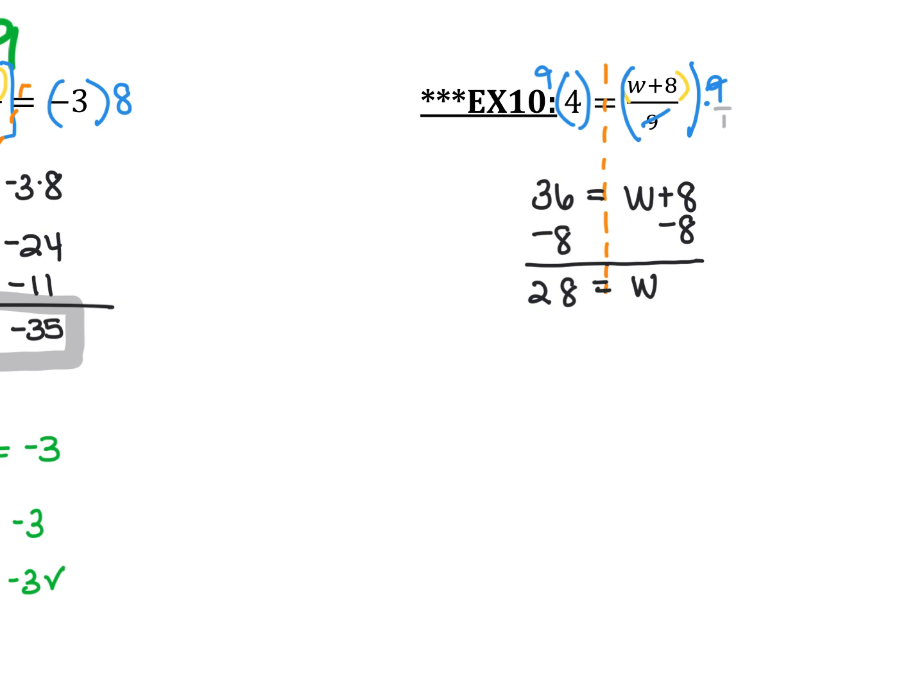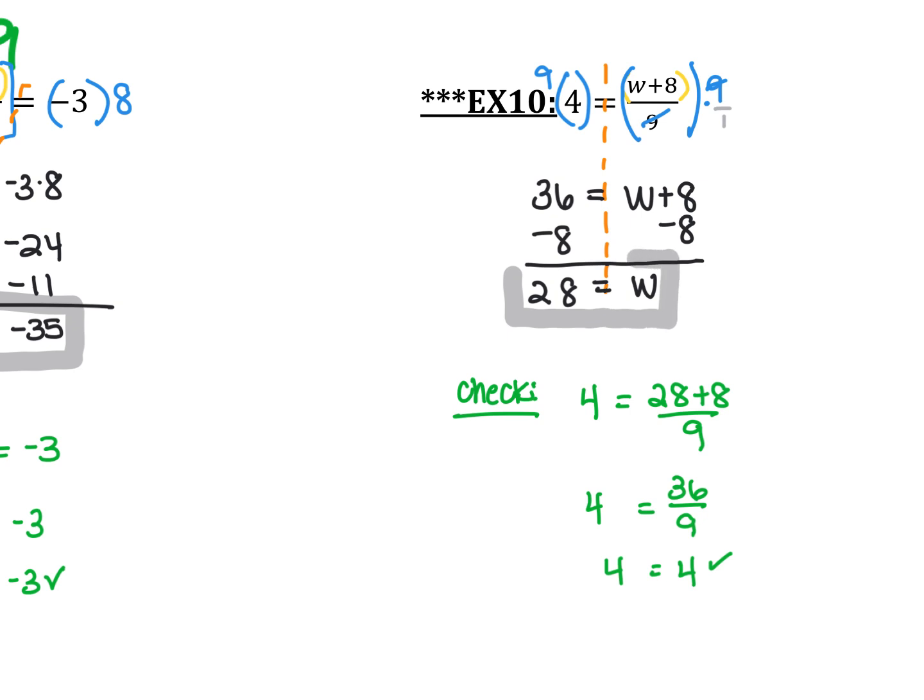Again, you guys, you have a way to check your work. You have a way to know if your answer is correct. So let's check this. Do I have to check every problem? I don't, but some of these are hard, so you may as well check them and make sure they work. So I'm going to plug 28 in. 28 plus 8 is 36. So I have 36 over 9, which is 4. And it shows that both sides are equal, so I do know that w equals 28.